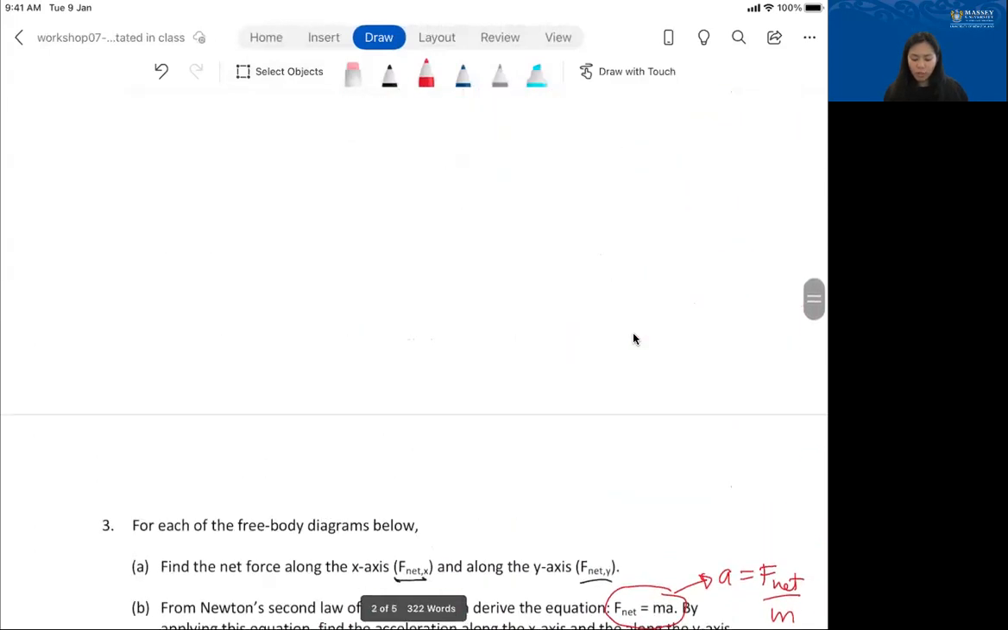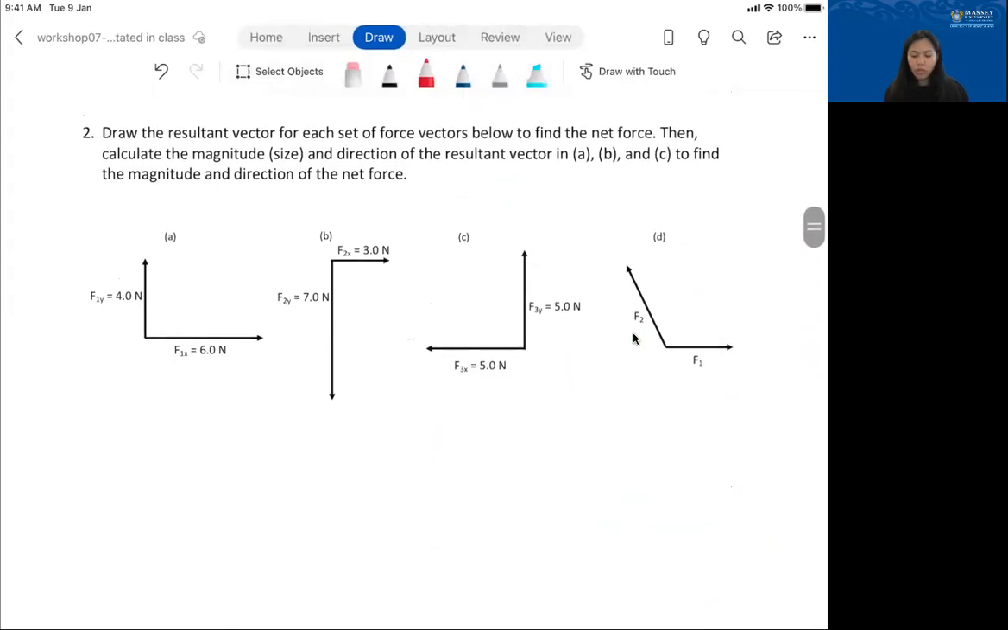Okay, so let's move on to question number 2. Here we want to find the net force. We're given the x and y components, and we want to find the diagonal, which is equal to the net force. A common mistake I see here is to connect these two vectors to get the net force. This is wrong, because you're connecting the head to the tail. You have to draw your parallelogram first before you can get your net force.